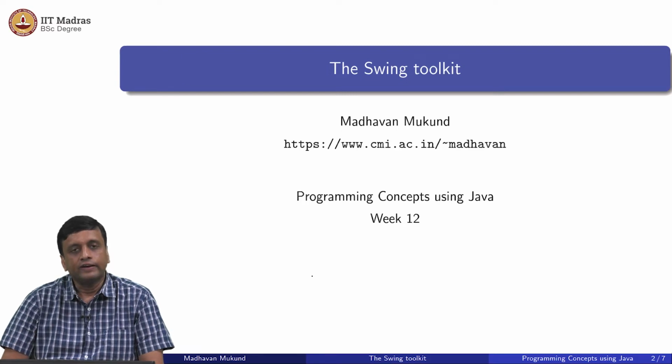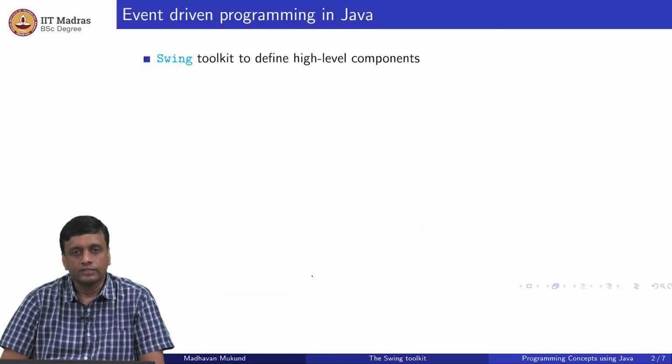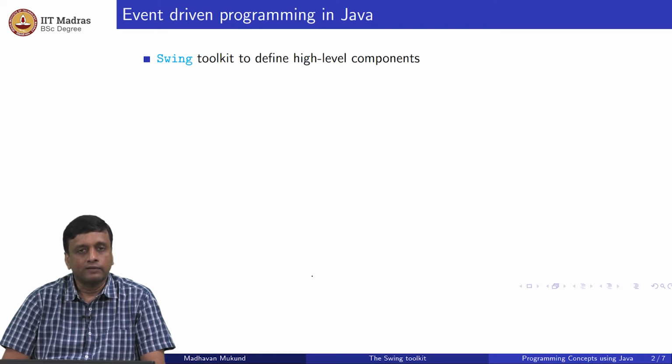So we saw that event-driven programming is the way to go if we want to design graphical user interfaces. So let's look at event-driven programming in Java. Event-driven programming in Java is implemented using something called Swing.